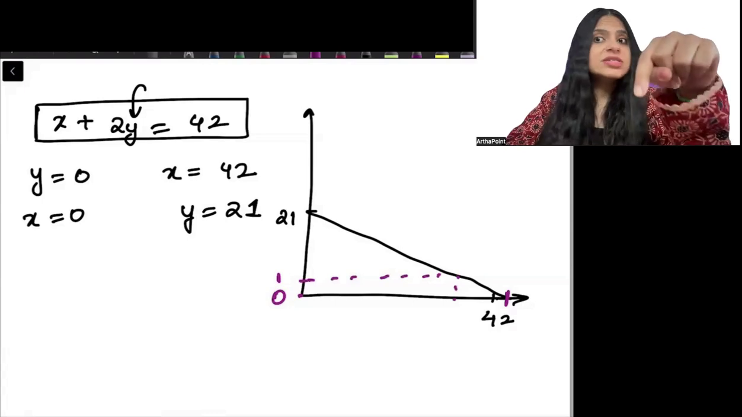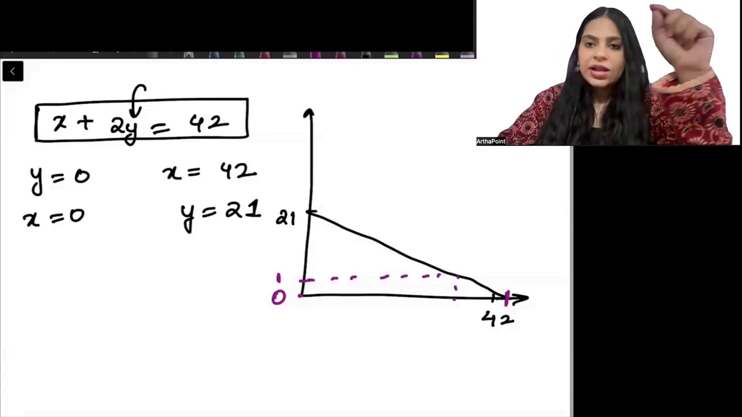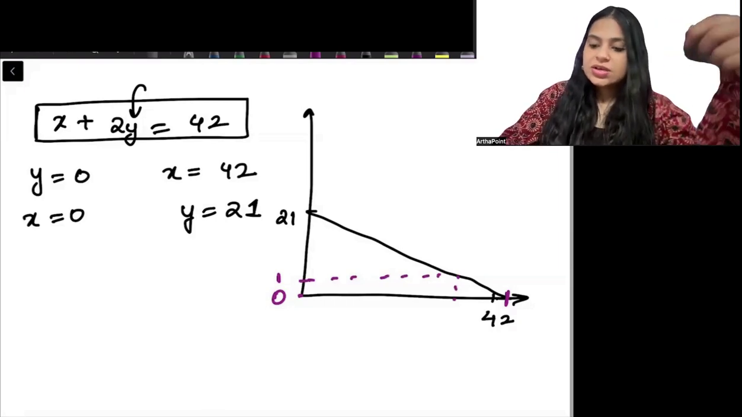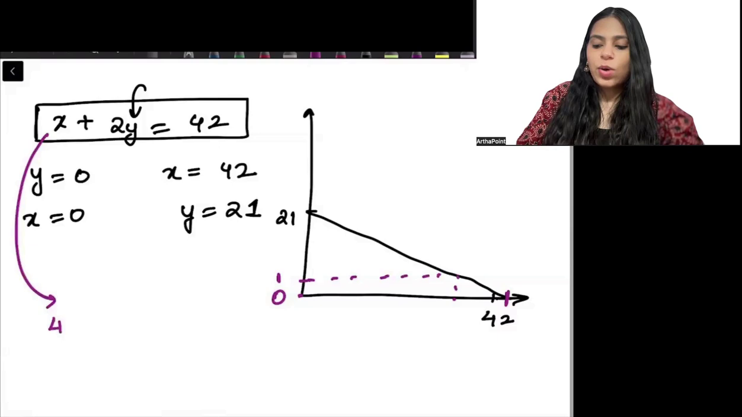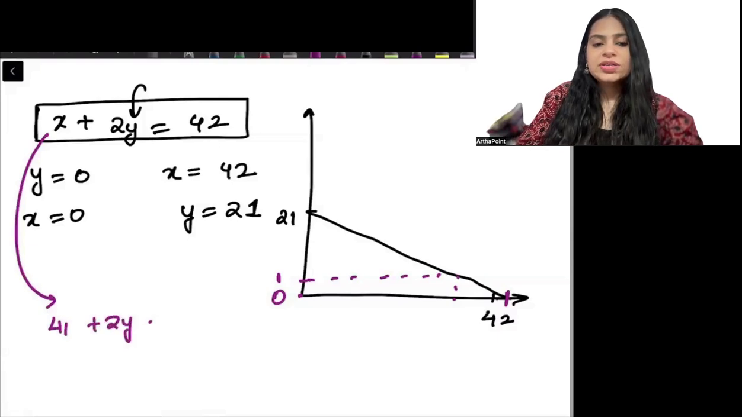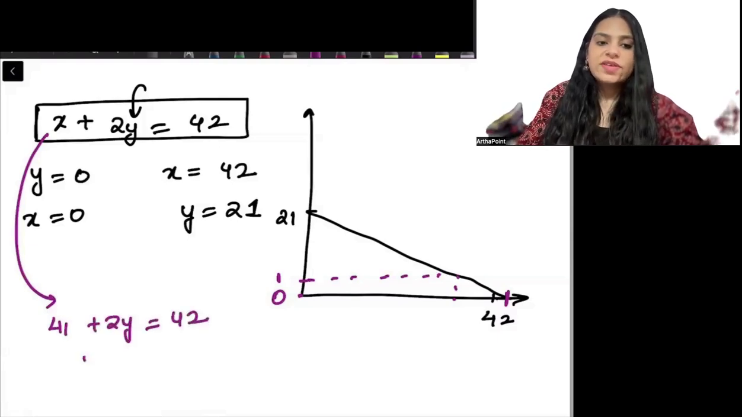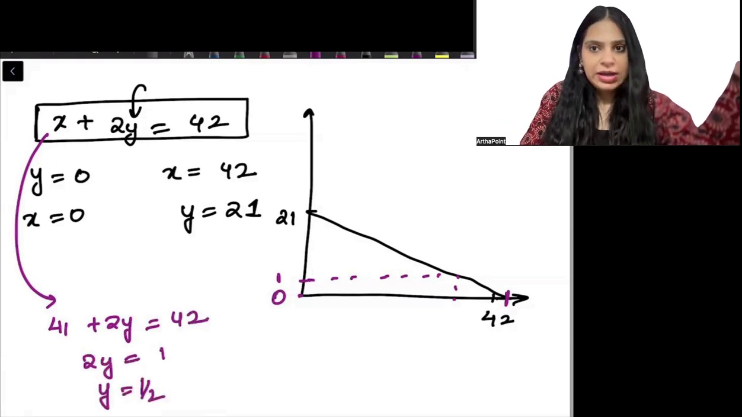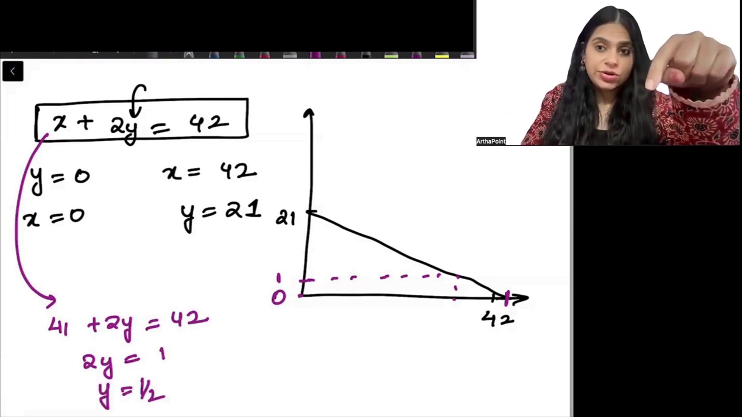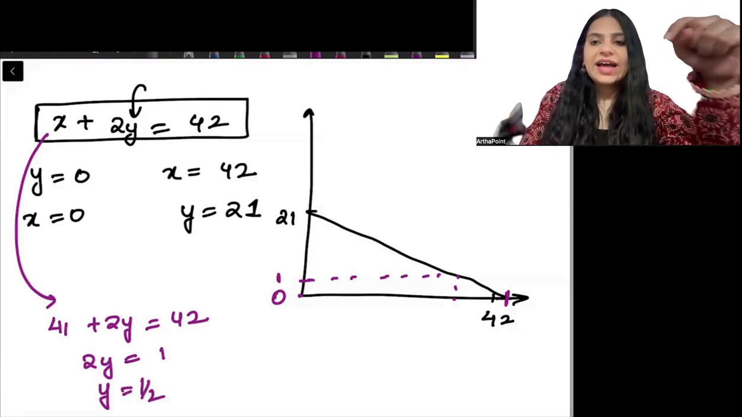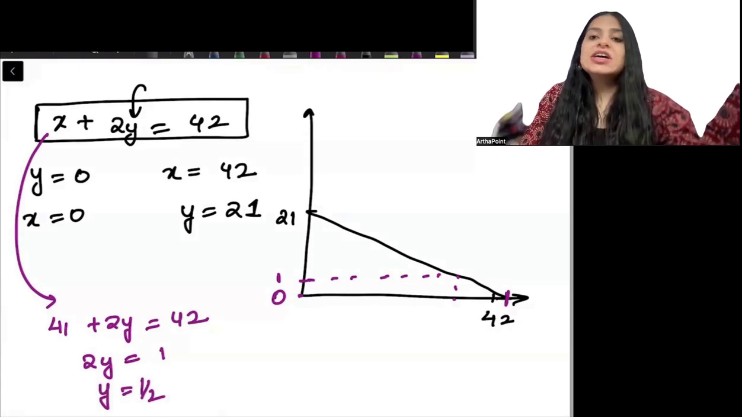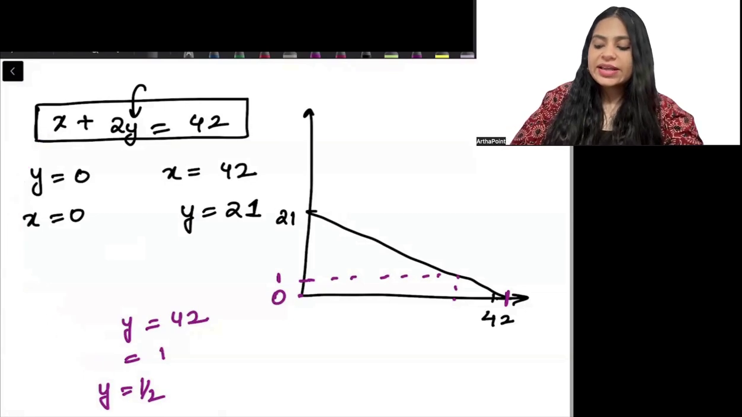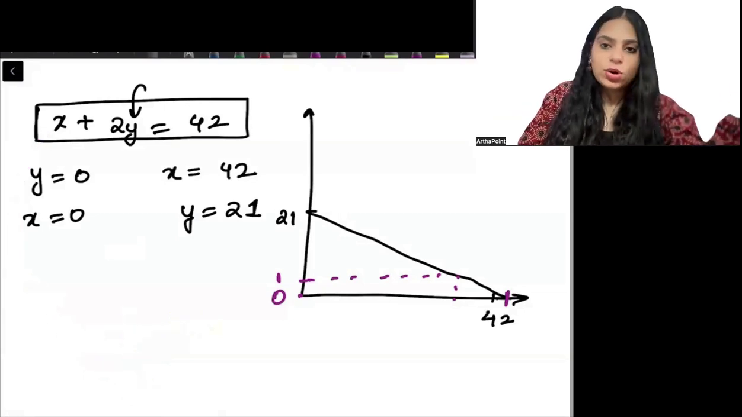But I cannot reverse engineer it. I cannot fix the value of x and ask what y will be. Suppose I fix the value of x at 41. So 41 plus 2y is equal to 42. I will get 2y is equal to 1 and y will be half. But y cannot be half. I need it to be an integer. I cannot have a decimal value, right? So I cannot fix x and find out what y will be.